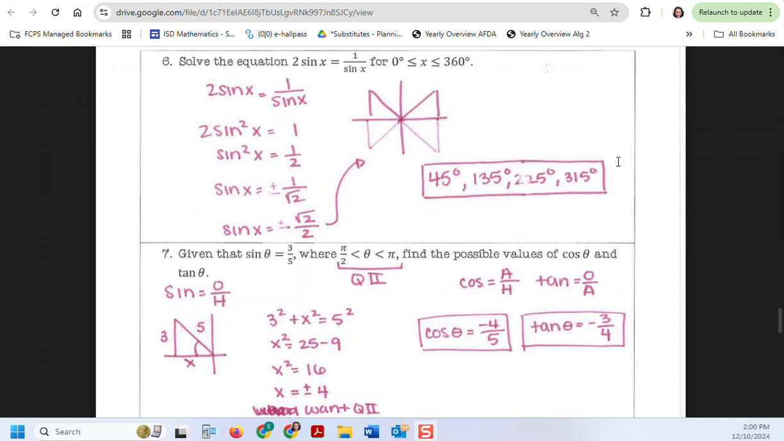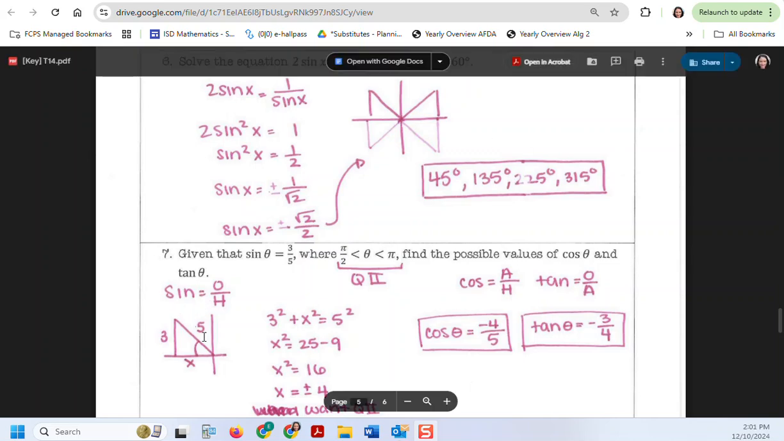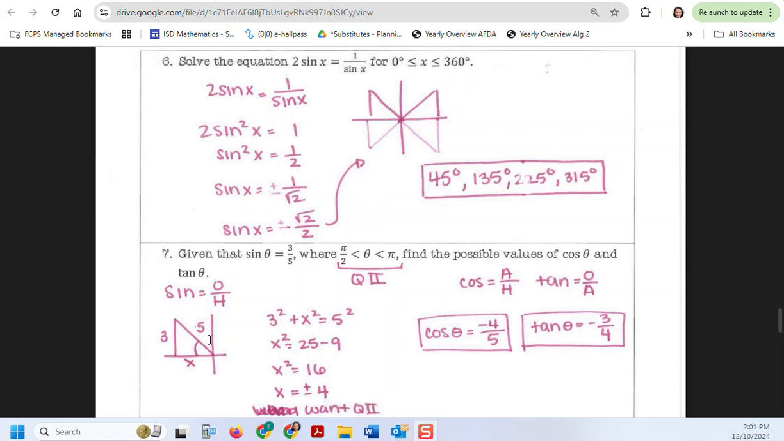Now 7 is tricky because it's related to the ideas from the unit circle, but that angle might not be on the unit circle, because you can see that the radius is 5. So that's not a unit circle value. It can be confusing when you're talking about these unit circle ideas, but you're not on the unit circle.